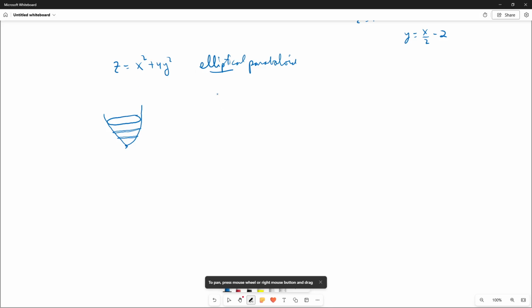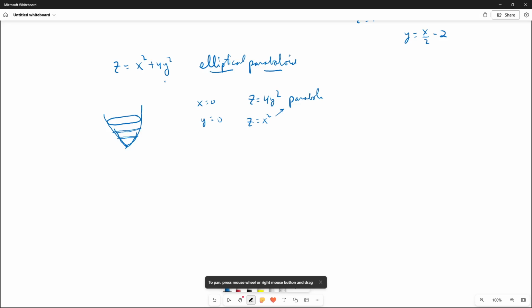Let's look at the traces. If we let x equal 0, the trace in the yz plane is z equals 4y squared, and that's a parabola. So we can see the parabolic effect there in the yz plane. And if we let y equal 0, then we get z equals x squared, which is also a parabola. And so we see that in the xz plane, we also have a parabolic cross-section. So that explains the paraboloid part of the description of the surface.